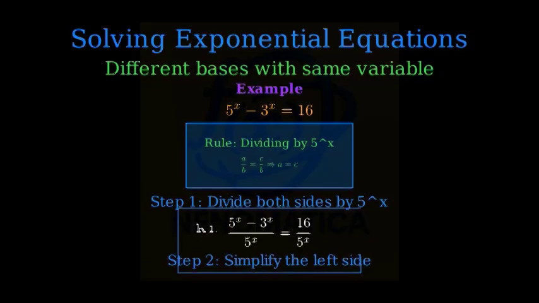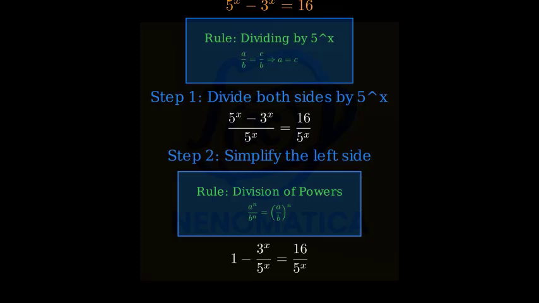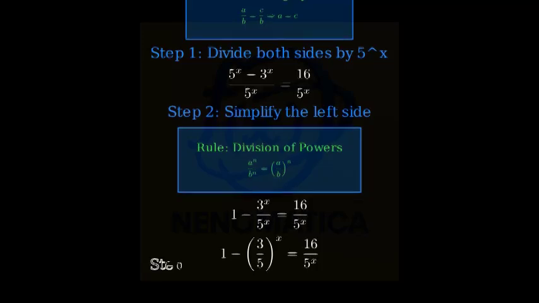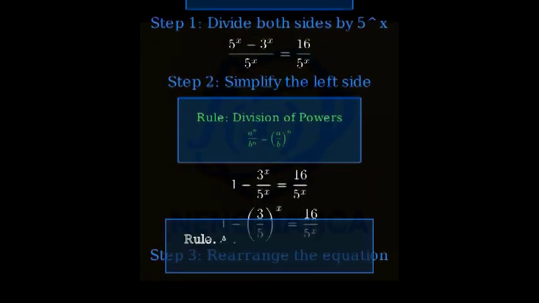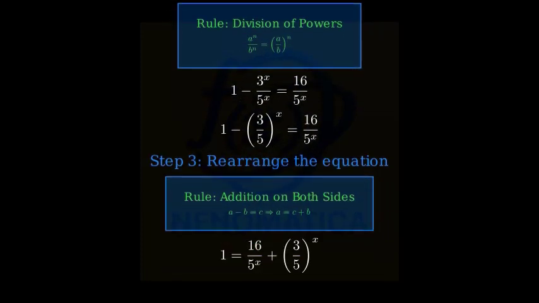Step 2. Let's simplify the left side of the equation. When we divide 5 to the x by itself, we get 1. And for the second term, we can rewrite 3 to the x divided by 5 to the x as (3 divided by 5) to the power of x using the division rule of exponents. Step 3. Let's rearrange the equation to isolate the fraction terms. We can add the fraction (3 over 5) to the power of x to both sides, giving us 1 equals 16 divided by 5 to the x plus (3 over 5) to the power of x.